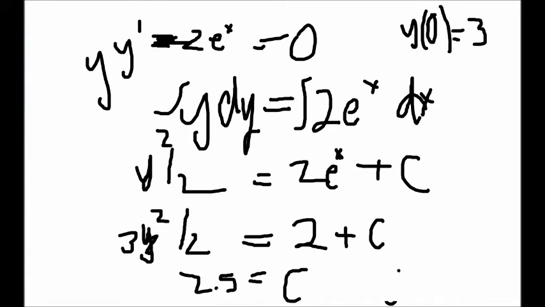And so the particular solution for this case is y squared equals 4e to the x plus 5, because we're multiplying both sides by 2. And there's your solution.